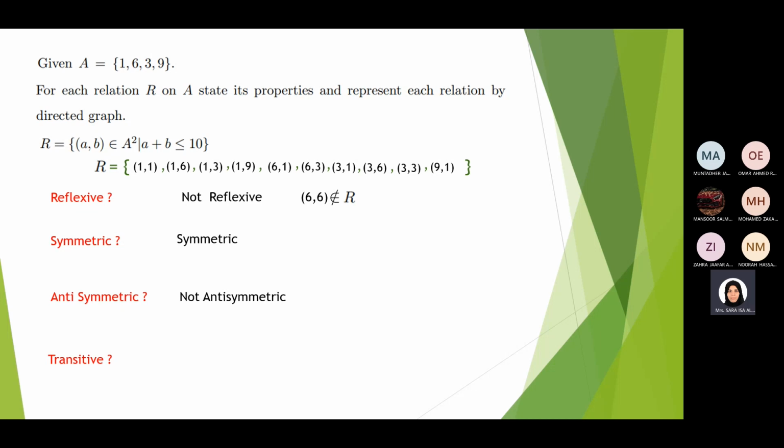Is it antisymmetric? It is not antisymmetric. Why? Because 1 3 here and 3 1 is here, but 1 and 3 are not equal. You have to give a counterexample. Show me that A R B and B R A are included in my relation. It is a symmetric case, but A and B are not equal.